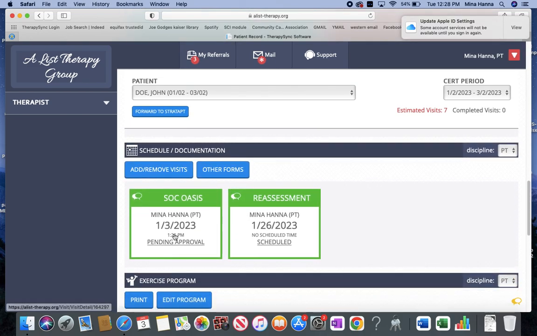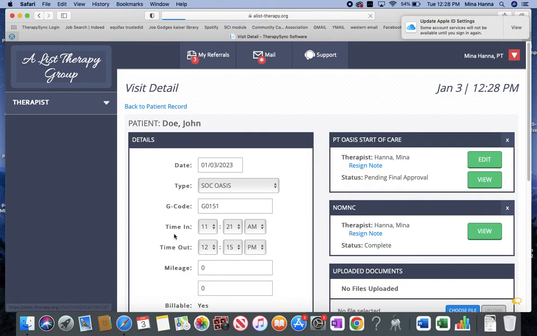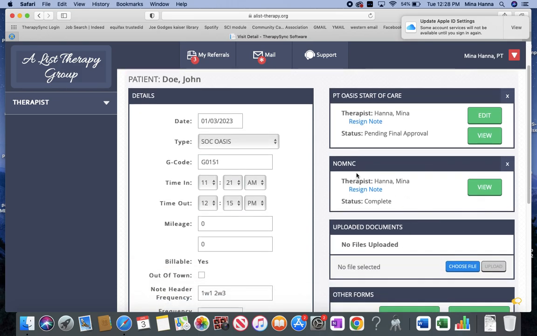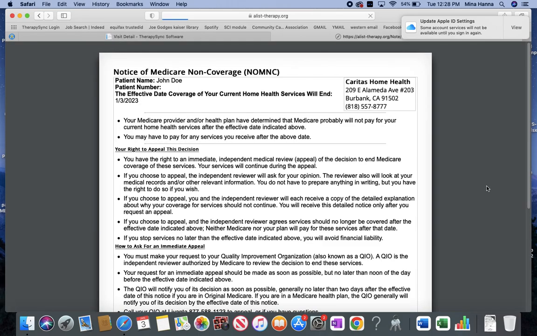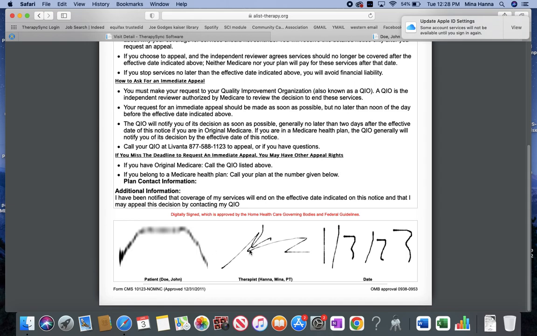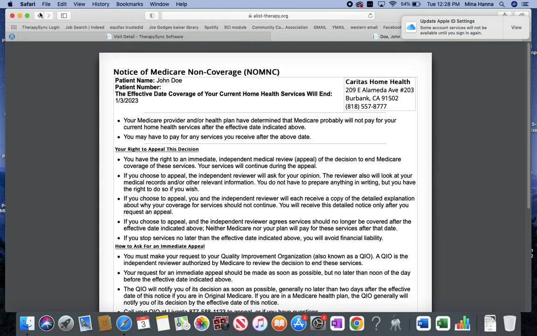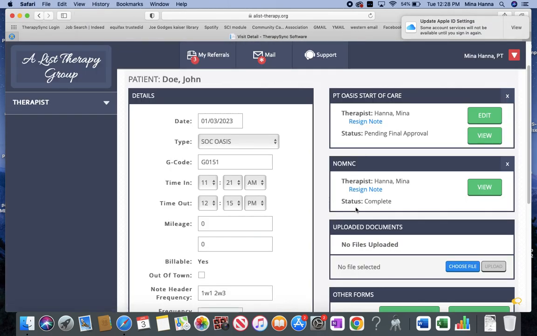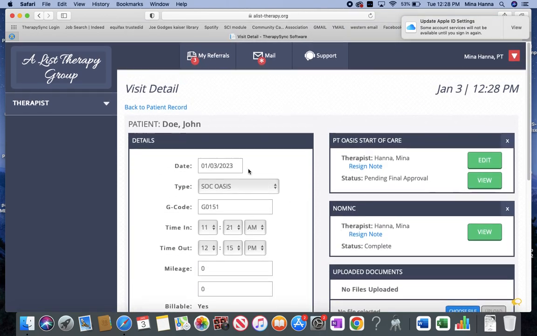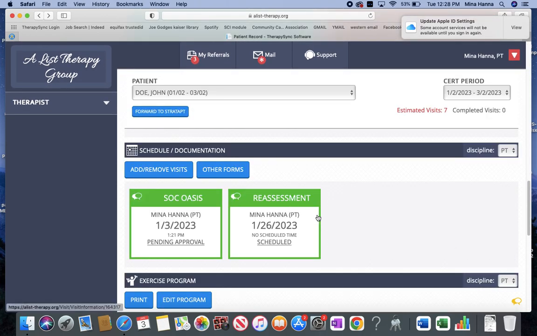So let me show you something about the NOMNC just so you guys can see it. If you clicked on my SOC visit, look, the NOMNC's right here. I open it, and this is what it needs. And the patient's signature, just because I drew a line for the patient, is actually right here. So this got signed by the patient just by clicking that box. So that's kind of really cool to make the process easy, very fast for you.